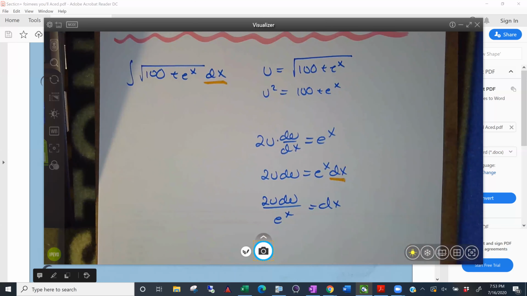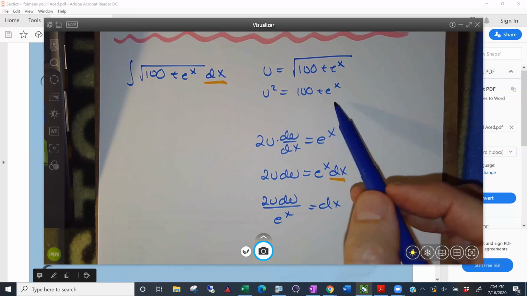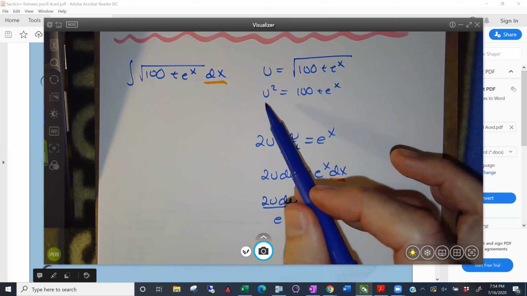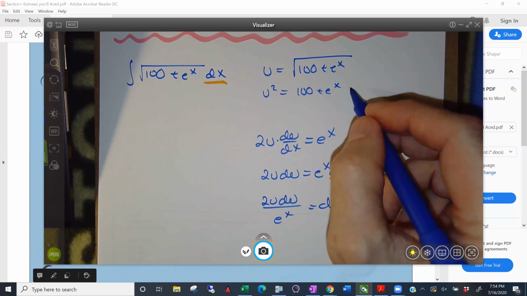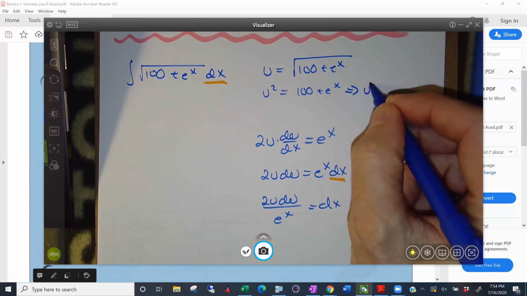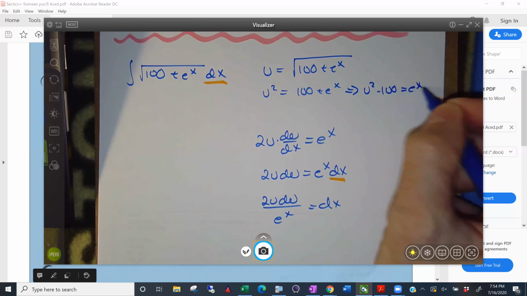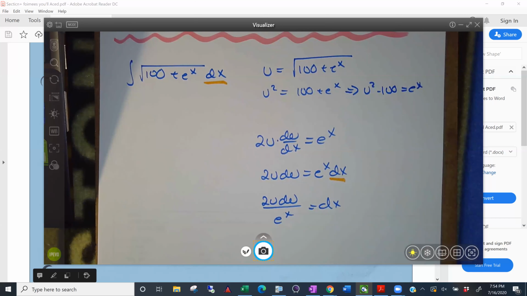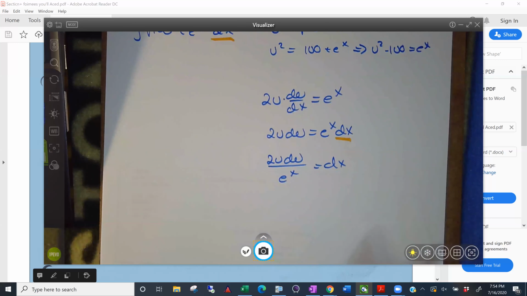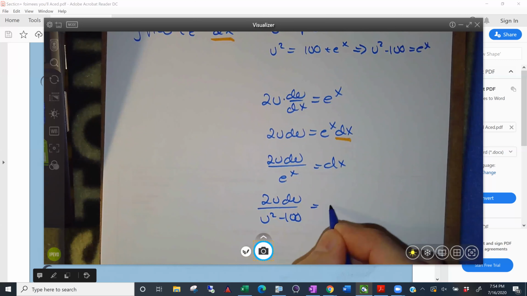I've got a solution for dx, but what's the problem with it? The problem with this is that I'm mixing u and x. I need to get this by itself. Can you see how I can get that by itself? If I move that 100 over to the other side, then I can get u squared minus 100 equals e to the x. Perfect. So let's plug that in. 2u du over u squared minus 100 is my dx.